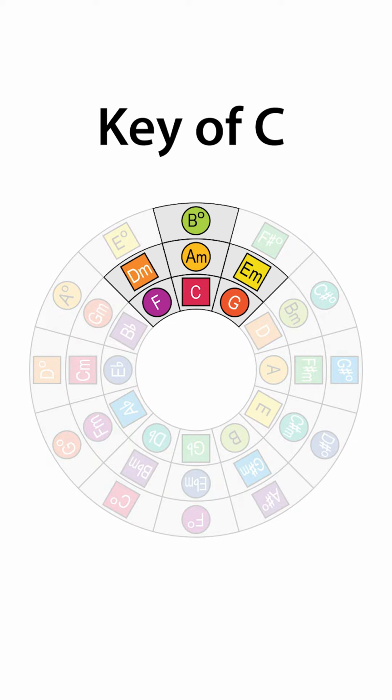Well, let's use an example to see, like the song Basket Case by Green Day. In the key of C, the verse section goes like this.